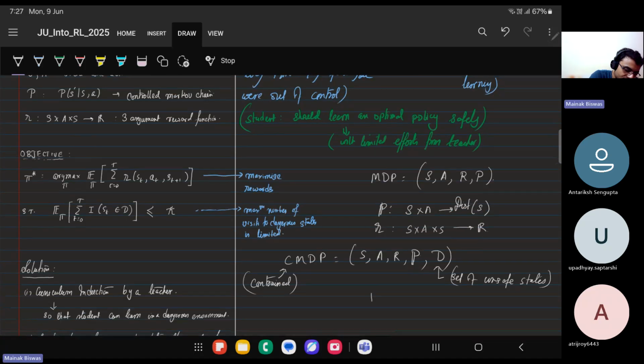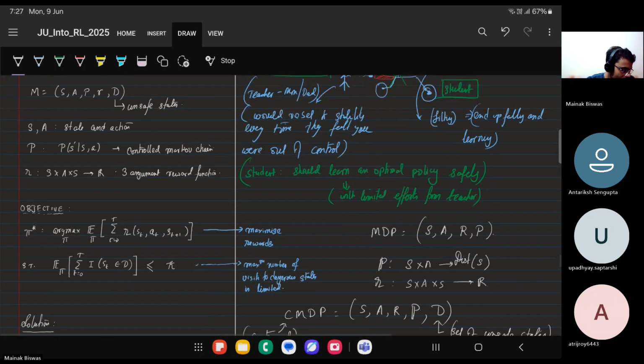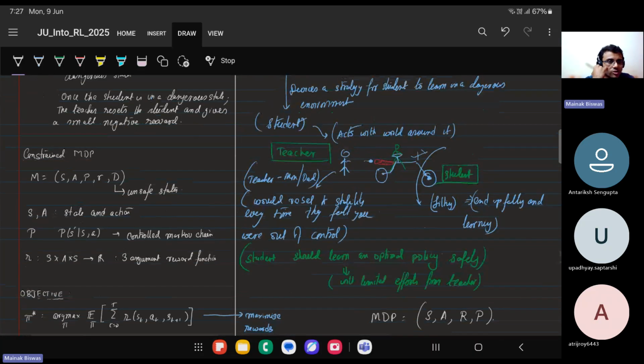And as you can see, D will be a subset of S. Fine. Questions? So you have states, you have actions, you have rewards, the probability transition matrix, and you have a set of unsafe states. We'll try to get the intuition, not solve the entire problem because it includes partially observable things like the environment and so on. But we'll give you a flavor of how to do that.